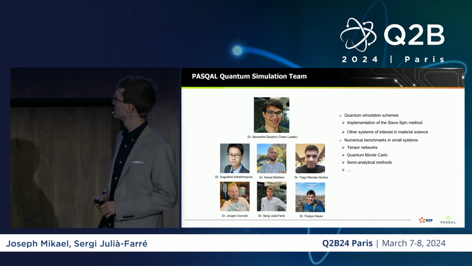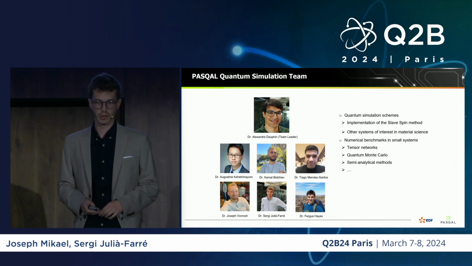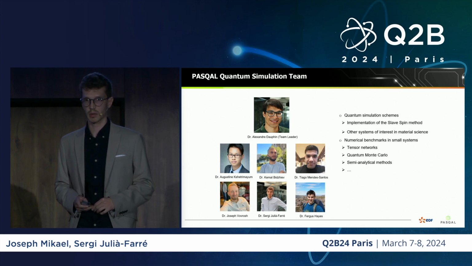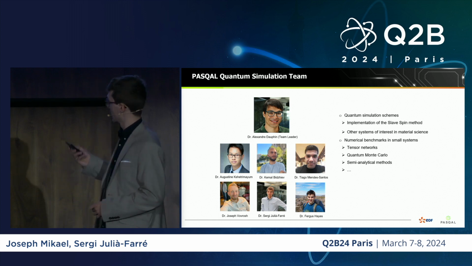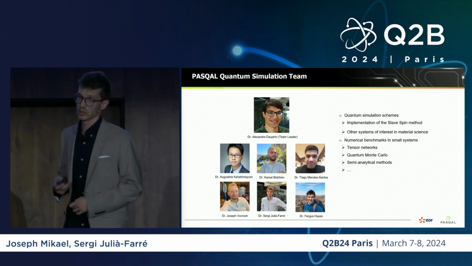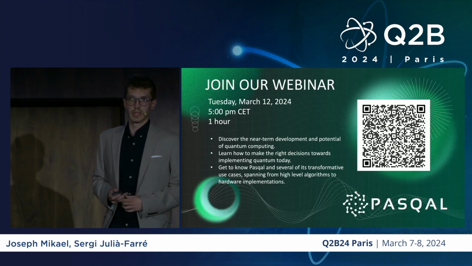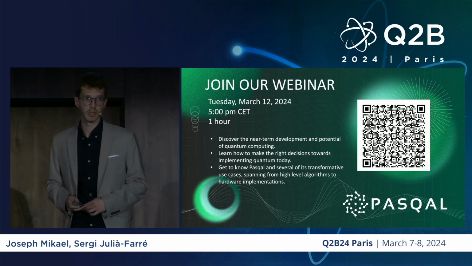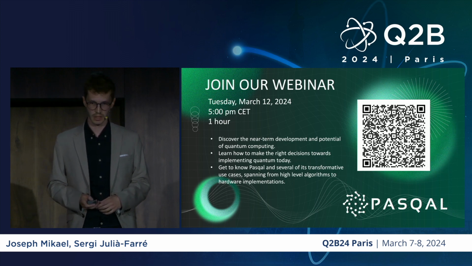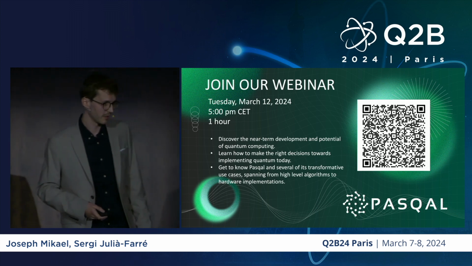So just let me very briefly introduce our quantum simulation team at Pasqal, where we are working on the implementation of this slave spin method in our machines and also similar problems relevant for material science. We have different expertise in numerical methods, and of course, we work very close to experiment. Also, let me kindly invite you to our webinar next week, where the roadmap of the company will be presented. If you're interested, feel free to join. And with this, I pass the word to Joseph, who will make some final remarks.